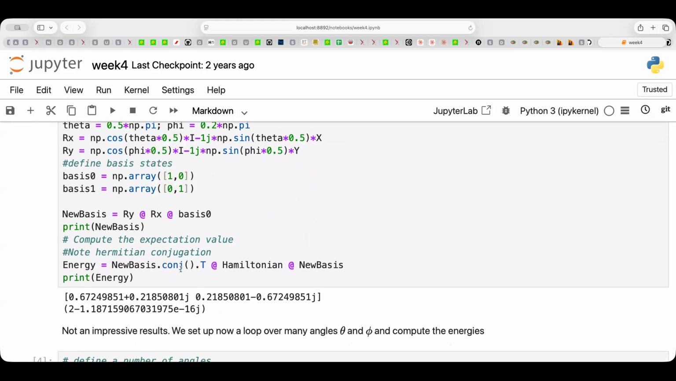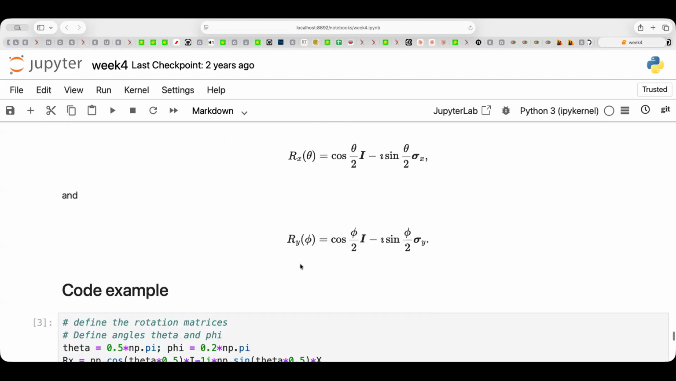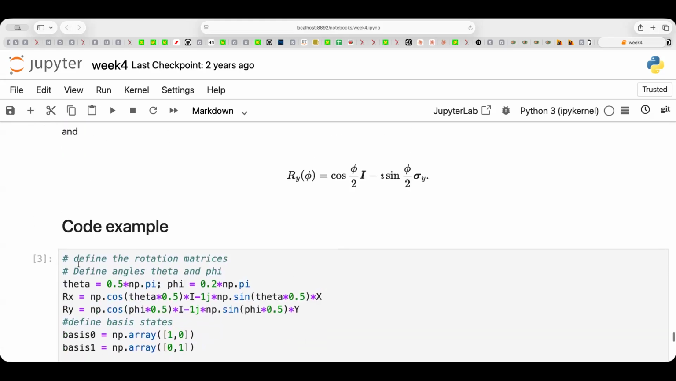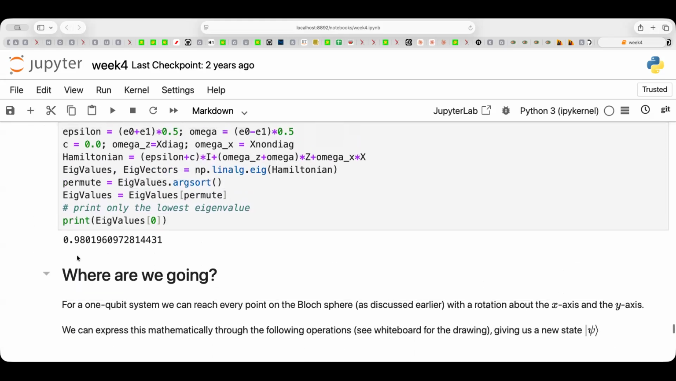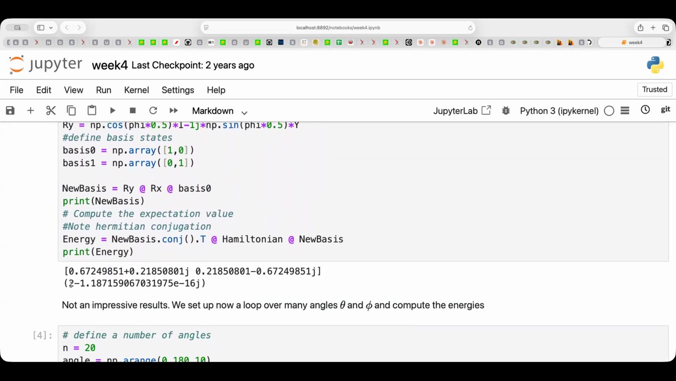I obviously have to do the conjugation properly, because else you would just get wrong results. You would get an imaginary component which is non-zero. So just pay attention to that. I multiply with the Hamiltonian and just calculate what you see here. And if I do that, I print the new basis, and then I print the eigenvalue. And remember the eigenvalue, the exact one, was 0.98. And here you see that I get 2. So that's not very impressive, right? The angles are not the correct ones.